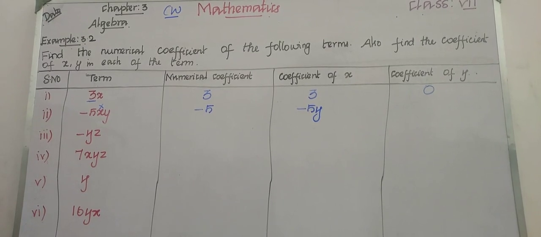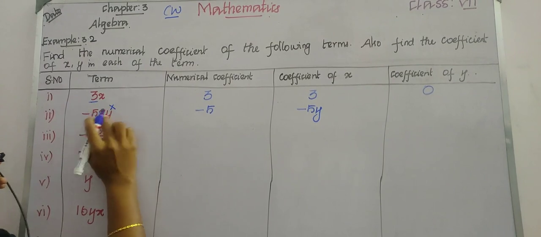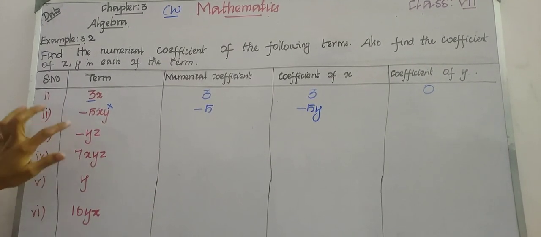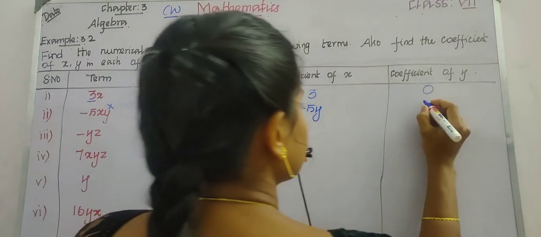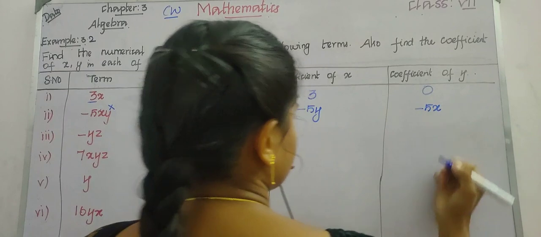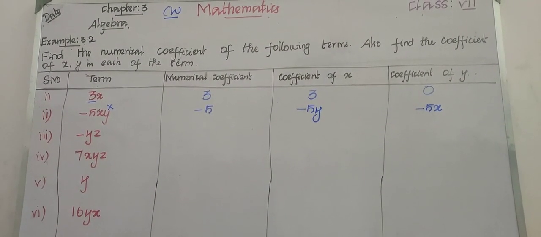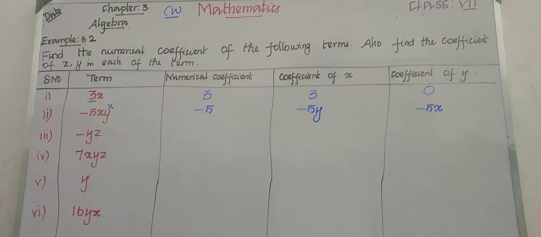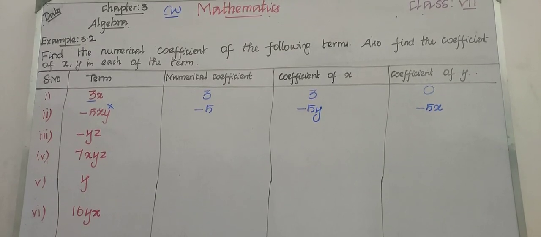Okay, children. And then coefficient of y, how will you find? We need to leave this y, and the remaining is the coefficient of y. So minus 5x is the coefficient of y. Right, minus 5x. Is it clear, children? See, if it is coefficient of x, we should not take x. We need to cut this x and all the remaining things are the coefficient of x. If it is coefficient of y, we need to leave the y and all the remaining constants and variables are the coefficient of y.